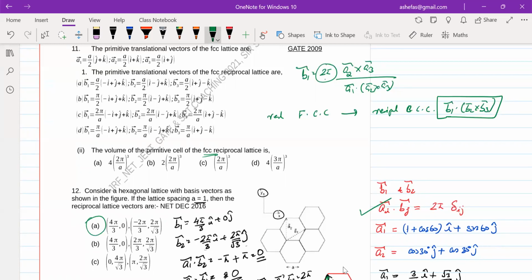So that's all for the time being. We have discussed the different questions on the reciprocal lattice and X-ray diffraction so far, and I think the remaining things you can solve on your own.